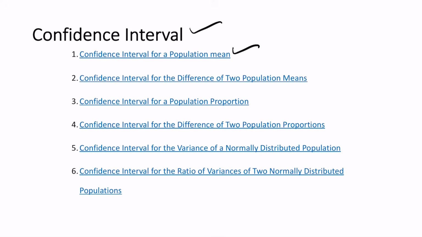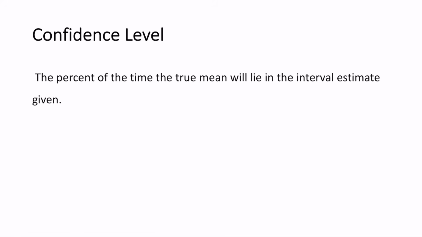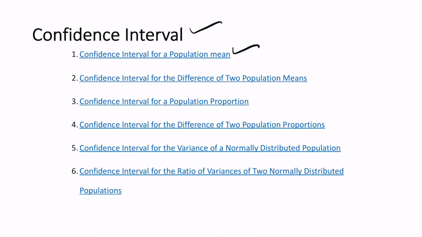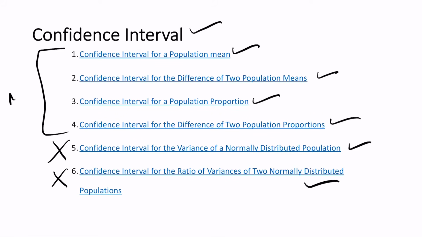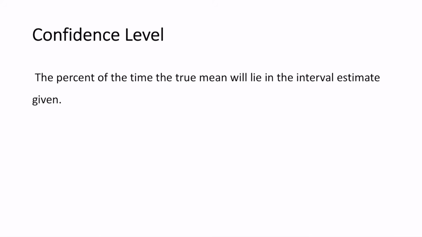Let's start with number one, confidence interval for a population mean. Now, there are different types of confidence intervals: for a population mean, for the difference between two population means, for a population proportion, for the difference between population proportions, for the variance of a normally distributed population, and for the ratio of variances of two populations. Now, we will not be discussing number 5 and number 6. We are only going to discuss 1 to 4 because these are the most relevant of all confidence intervals. And this is important because these are questions that are commonly repeated in competitive exams as well. So let's start with the confidence interval.